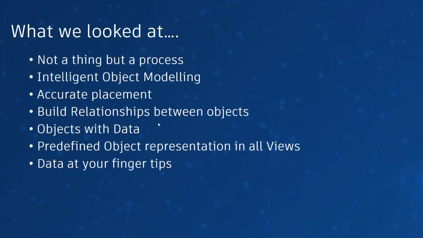So just recapping what we looked at today, remembering it's a process, it's not a thing. We don't model 2D elements or dumb 3D solids. Everything is intelligent. It's accurately placed. There's a relationship between the objects, and there's a humongous amount of data that is accessible inside of all these objects. The views themselves, the representation of all the objects, can be changed, giving us more and more control over what we see and how we use that information.